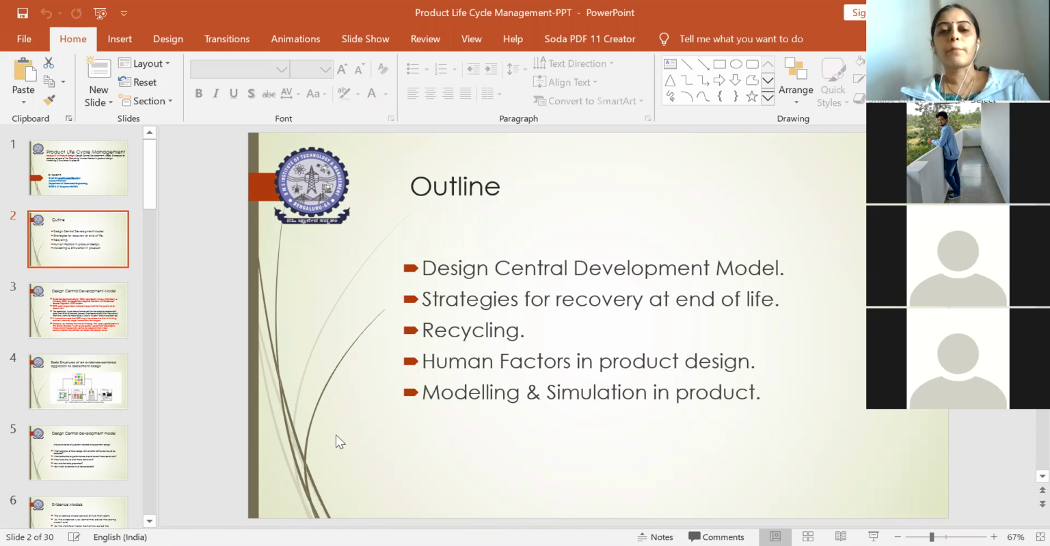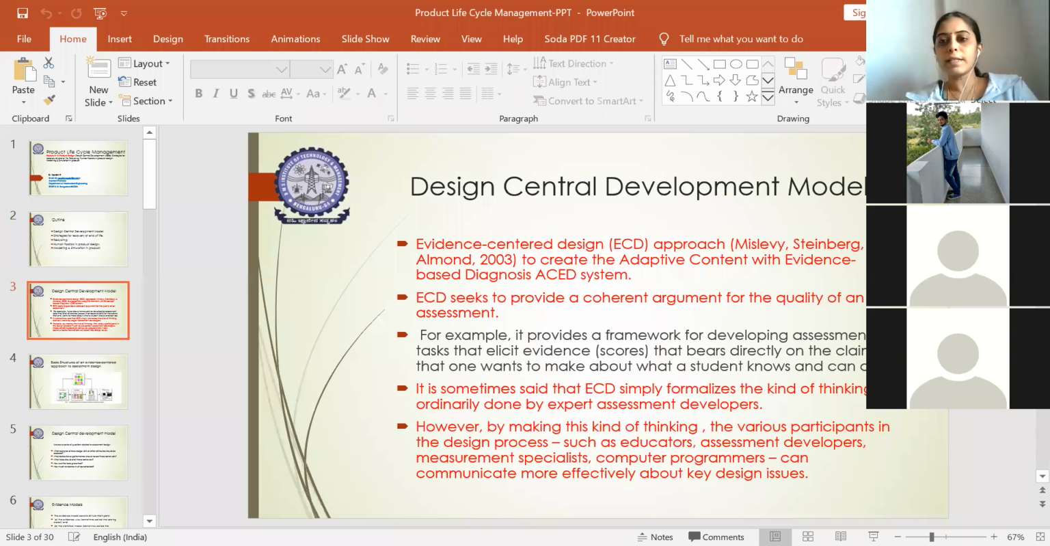Okay. So the outline is related to the remaining part of module 2, which will explain the design central development model, what the strategies involved at the recovery stage are, and how recycling happens in a product. Finally, what the factors associated with product design, human factors, and how the modeling and simulation will be done before manufacturing of a product. This is part of module 2, and this completes our module 2. So first of all, we come to the design central development model.